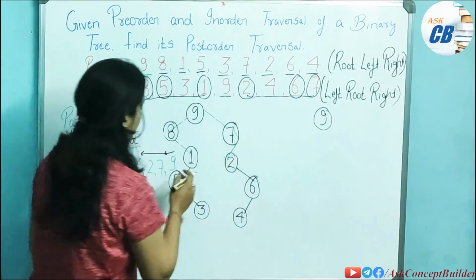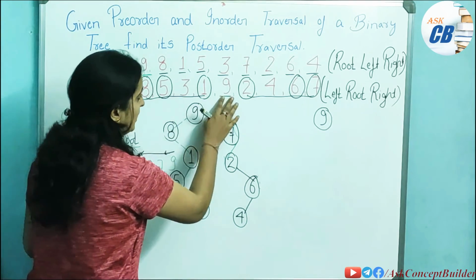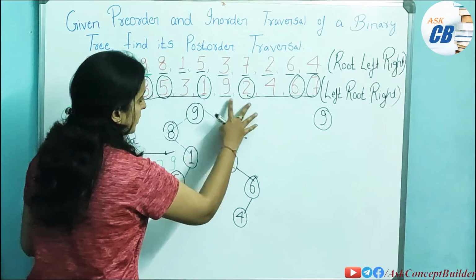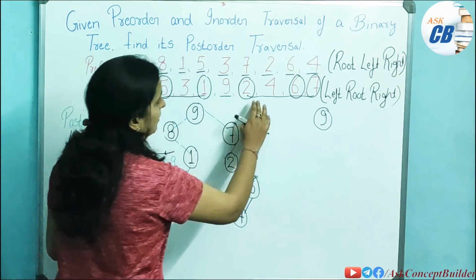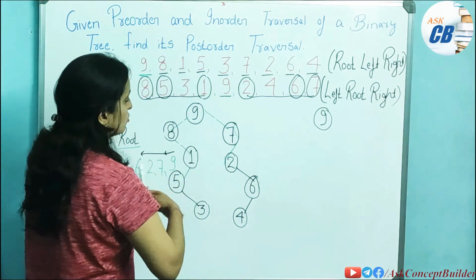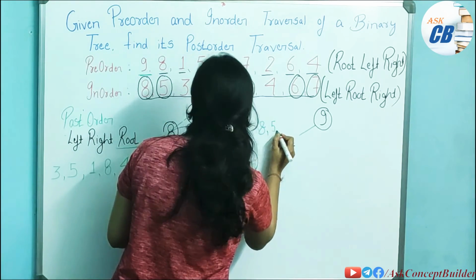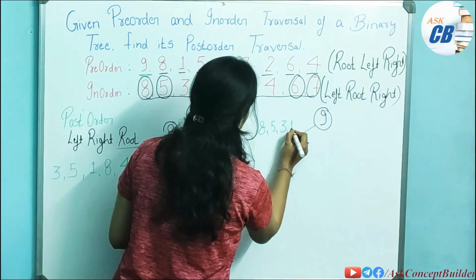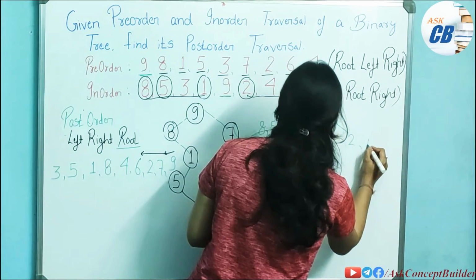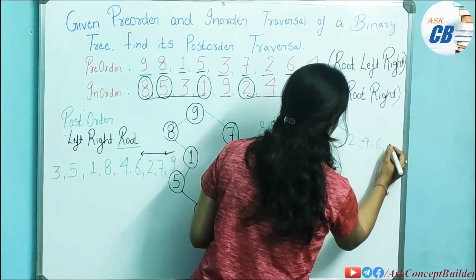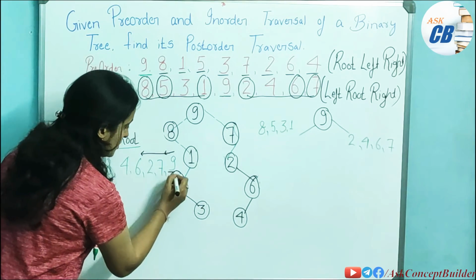Okay, now again the second step is the same: you have to search the position of 9 in your in order traversal and write the elements on the left of it and the elements on the right of it. So here also your elements will come: 8 5 3 1 on the left, and 2 4 6 7 will come on its right. Okay, now this you have covered.